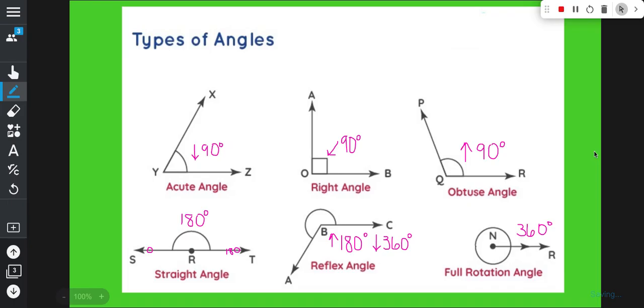Pause the video if you need to. Take some extra notes on these angle names and how much their measurements would be. Resume when you're ready.